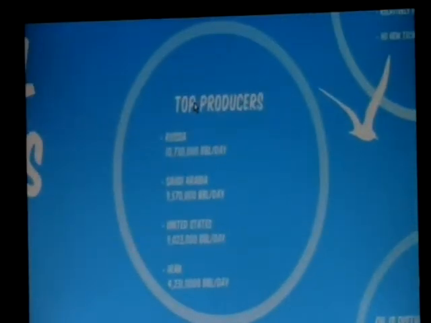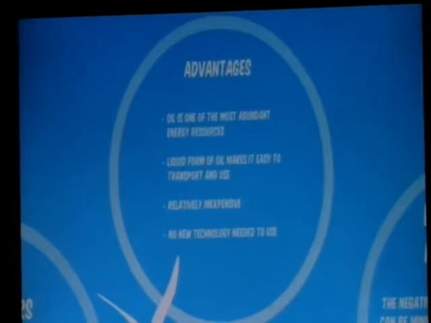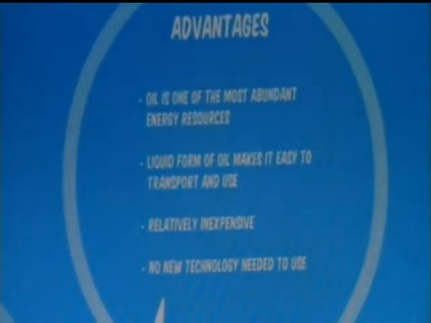The top producers of crude oil are Russia, Saudi Arabia, the United States, and Iran. The top consumers of oil are the United States, China, and Japan. The advantages of oil are that oil is the most abundant energy source. Its liquid form makes it easy to transport and use. It's relatively inexpensive, and no new technology is needed to use it.